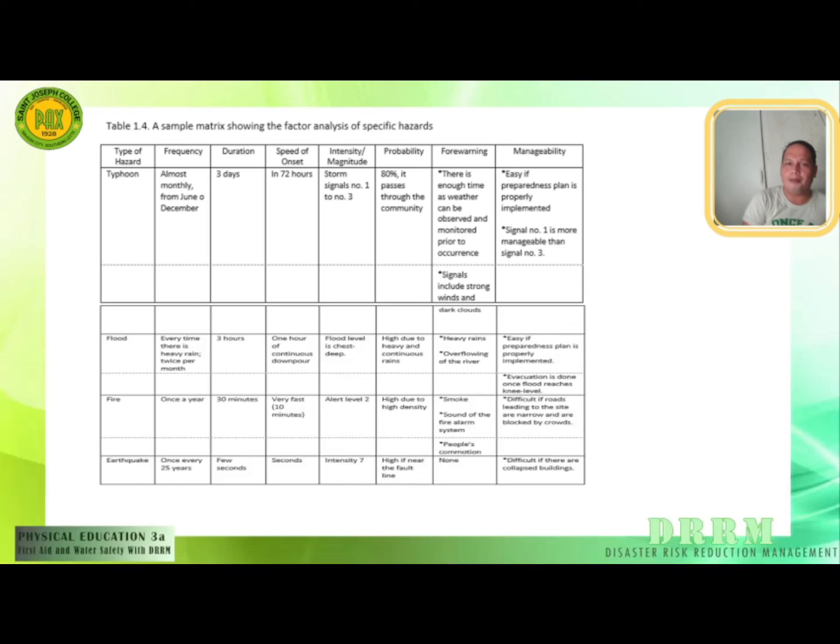Next is forewarning. There is enough time, as the weather can be observed and monitored prior to occurrence, or one hour before the landfall, for all members of the community to be in the evacuation area. Then manageability. So, signal number 1 naman ito, dali ra ma-recover, kay lesser ra ang damage sa properties, damage sa bodily harm, or zero death like that. So, flood, fire, and earthquake.